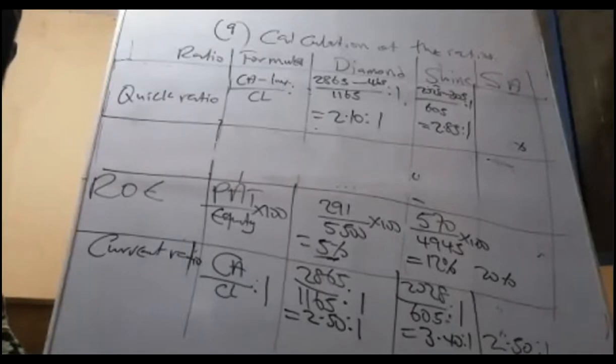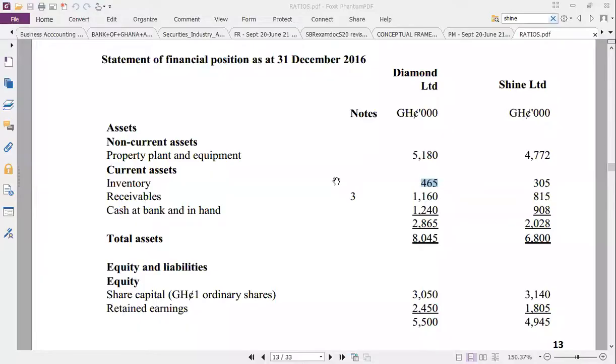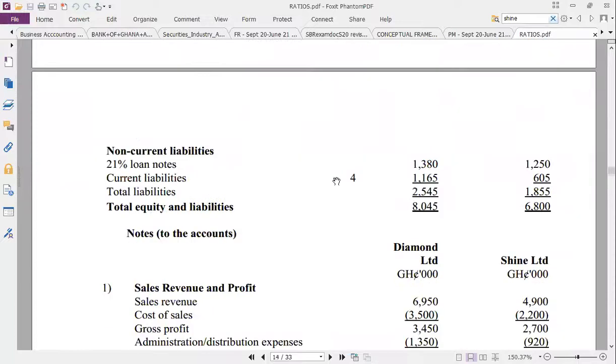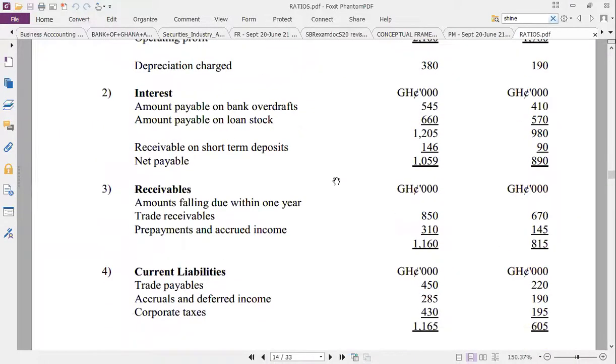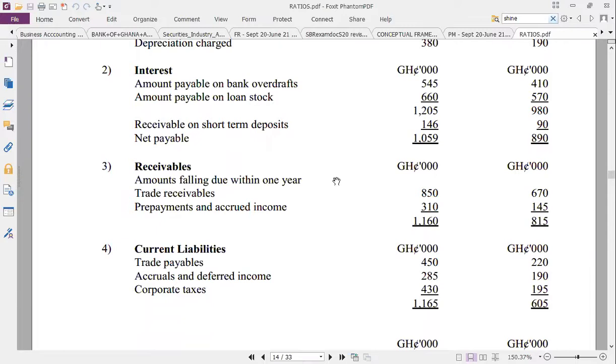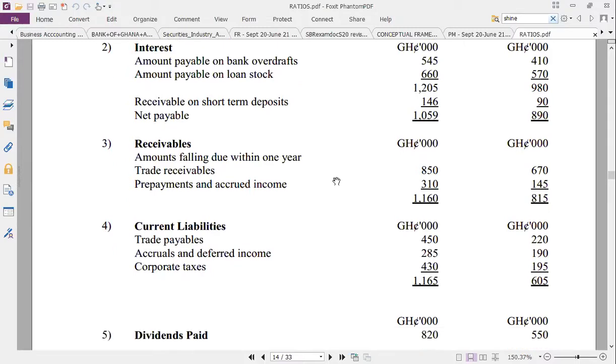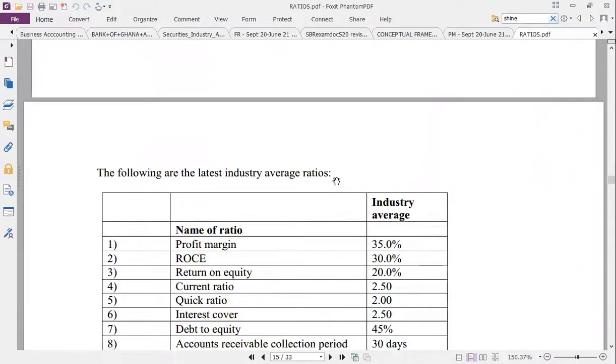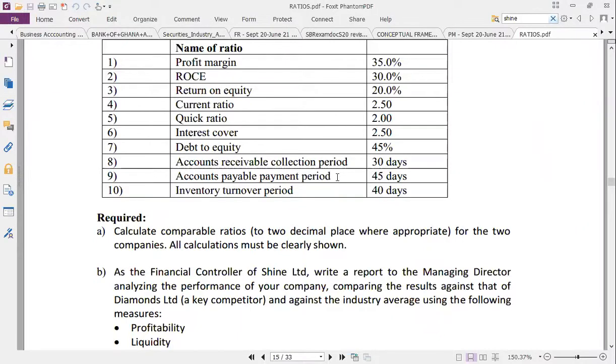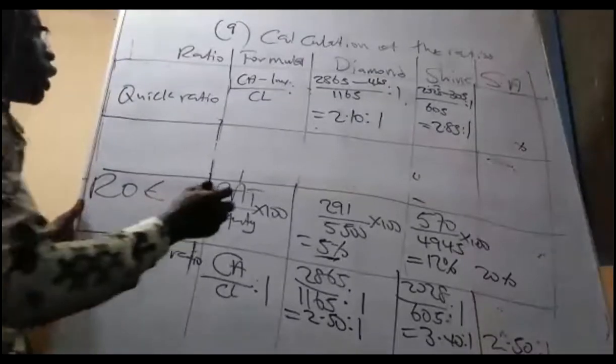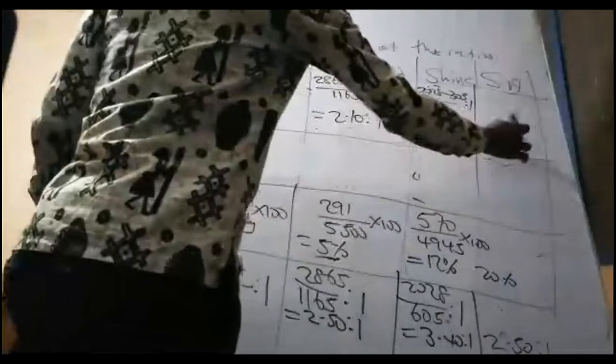Then what you do is pick the sector average. Please, let's run all the figures to 2 decimal places. Take notes: while you run it to the whole number, kindly convert that to 2 decimal places to be on the safer side. The sector average here for the quick ratio is 2.0 is to 1.